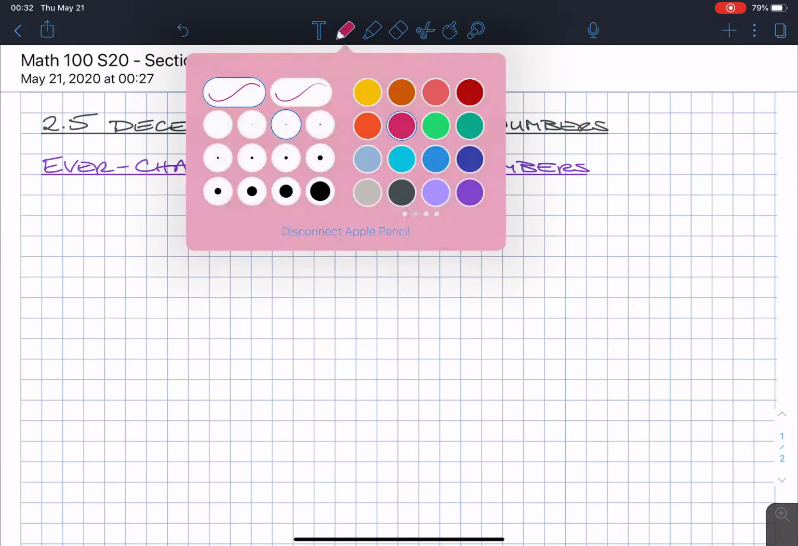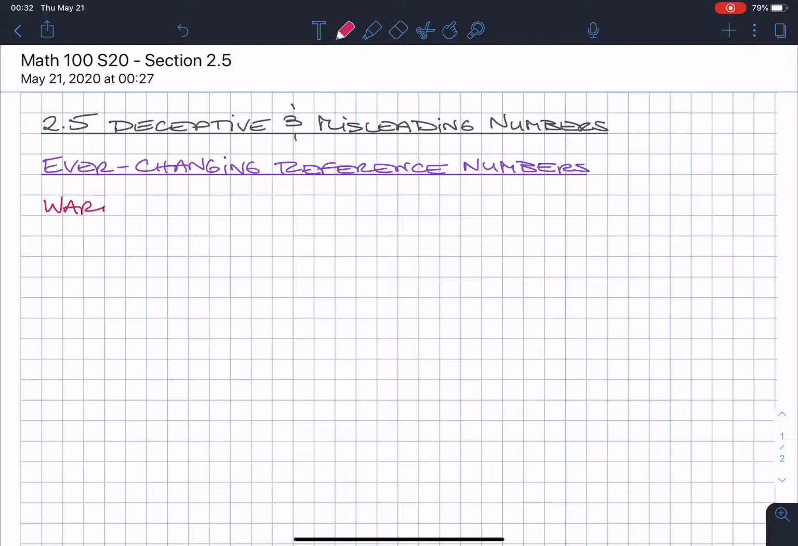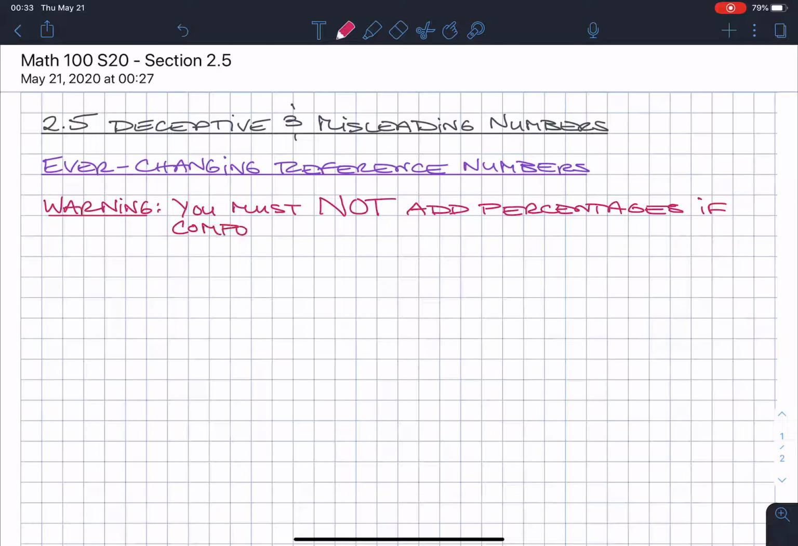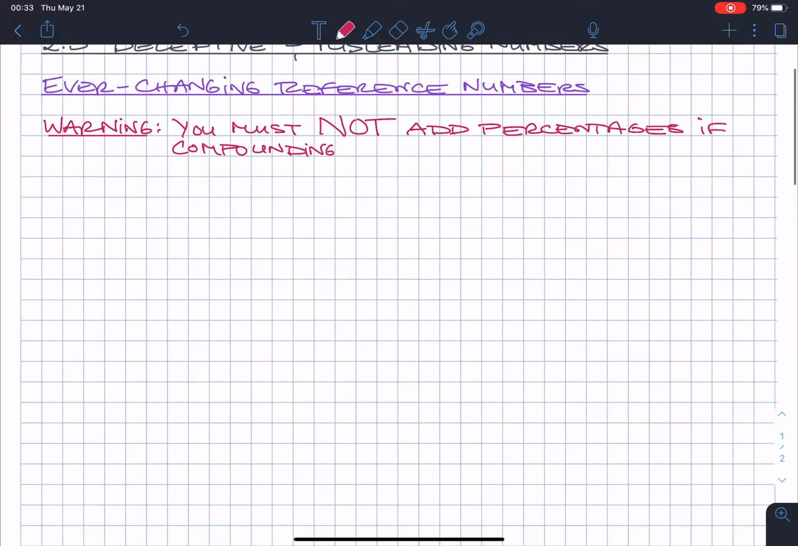Okay, so here's a warning, and it's something we have to be very careful about. You must not add percentages if compounding. So what does that mean? Compounding. Well, let's see.